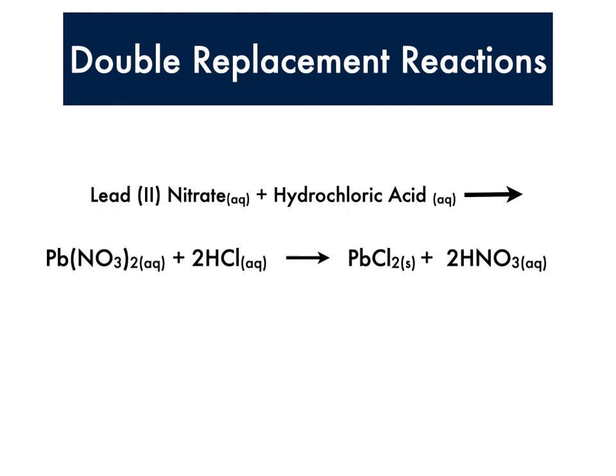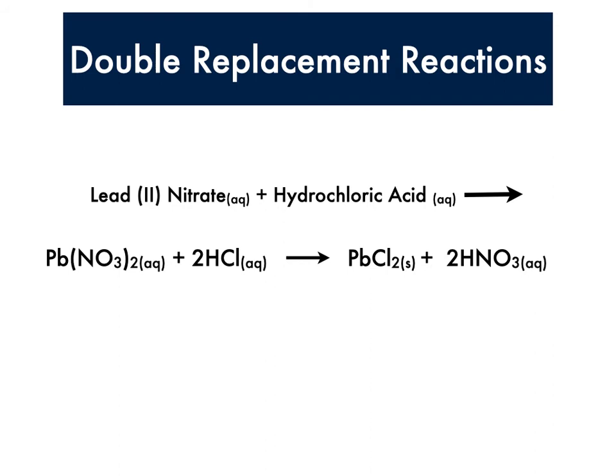So if you had a chance to take a look at it, here are the results. Lead is a 2+, nitrate is a 1-. Again, you can't balance equations until you have correctly written chemical formulas. HCl, or hydrochloric acid, hydrogen 1+, chloride 1-. The products then are going to be lead chloride, PbCl2. Again, the lead is 2+ and chloride is 1-. And then nitric acid, HNO3.